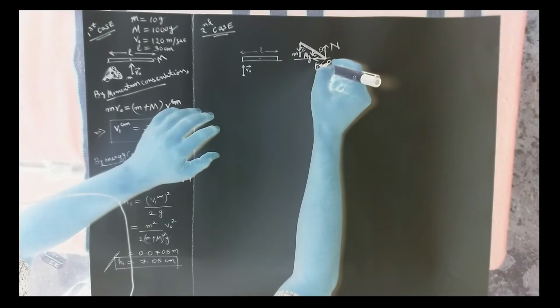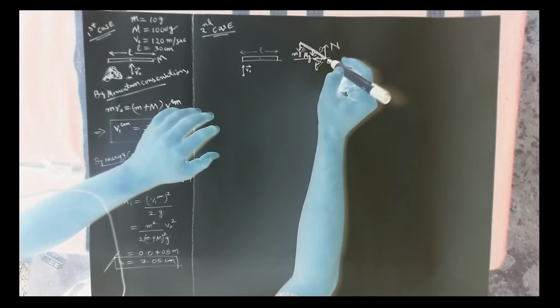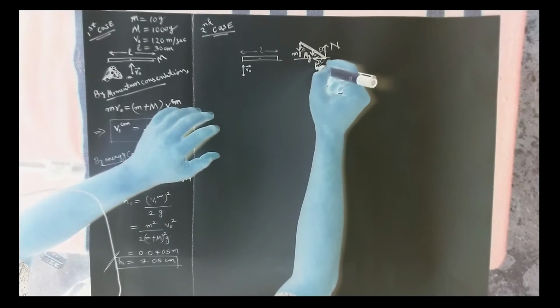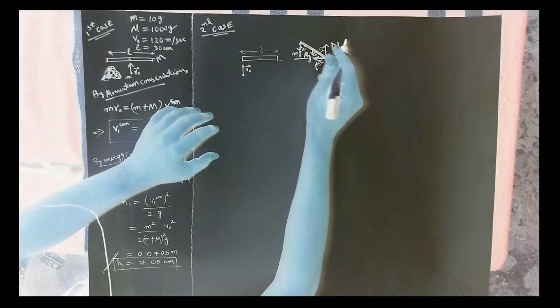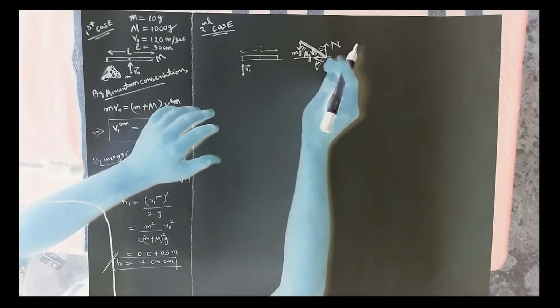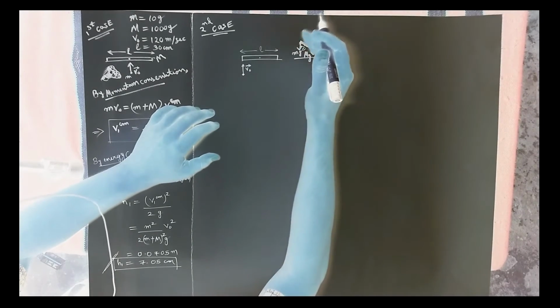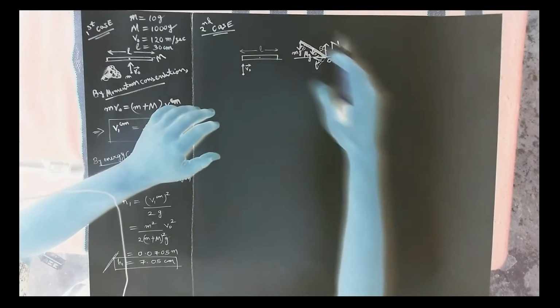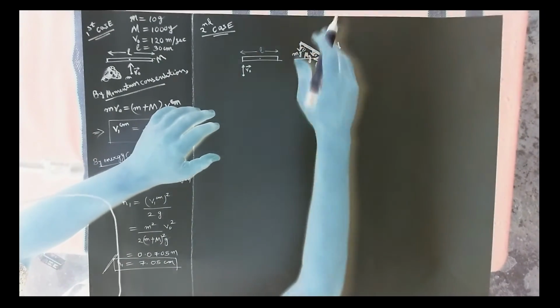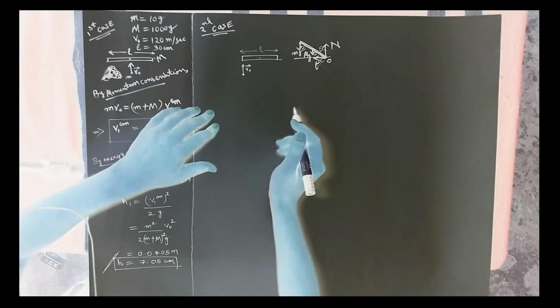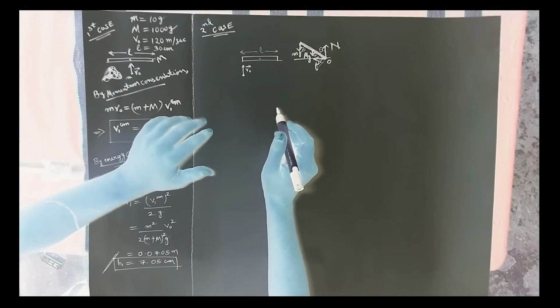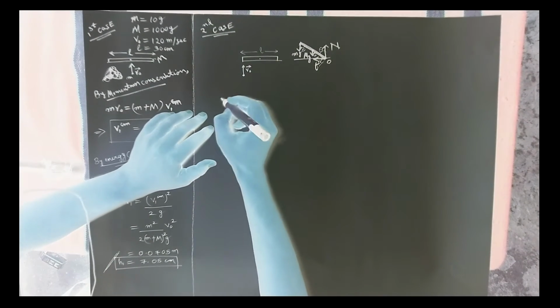Now, as this will be theta, the frictional force makes an angle theta with the tangential direction. Why is this tangential? What I will do is resolve the forces in the tangential and in the radial direction of the block, so that it will be easy for me to solve the problem.